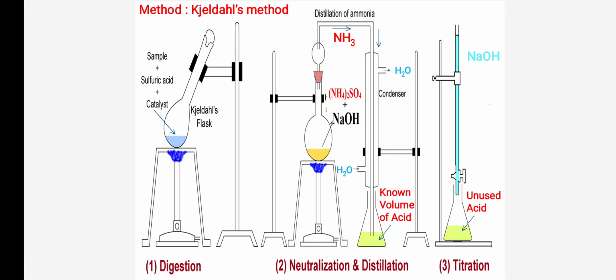Known volume of acid means we know how many ml of acid we are taking. Once liquid ammonia enters the acid, ammonia consumes acid, meaning ammonia starts reacting with acid. So when will we come to know that complete ammonia is absorbed in the acid? The time when production of bubbles stops indicates ammonia has completely reacted with acid, and here production of ammonia stops.